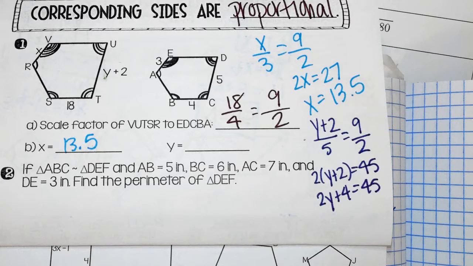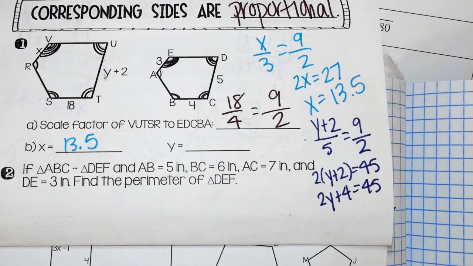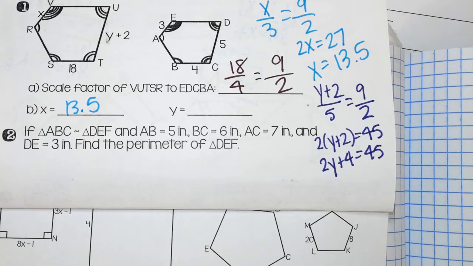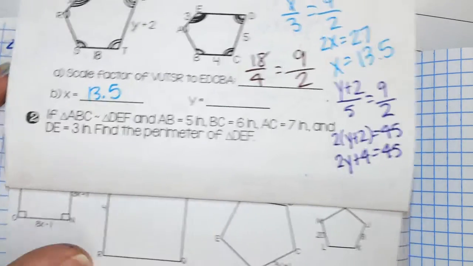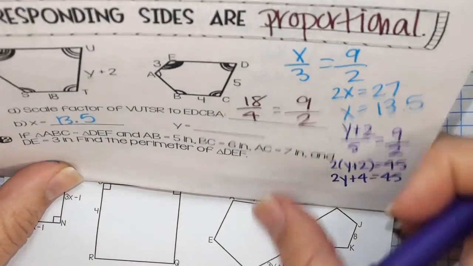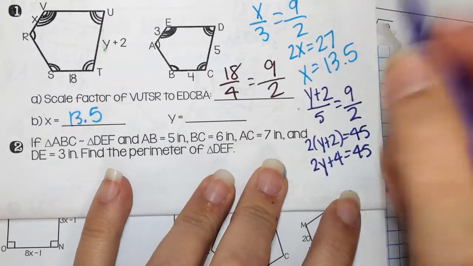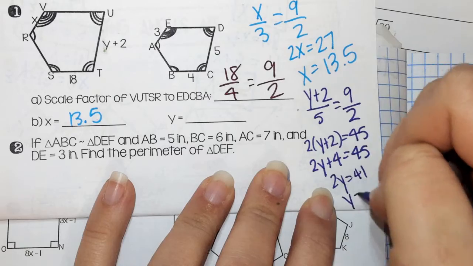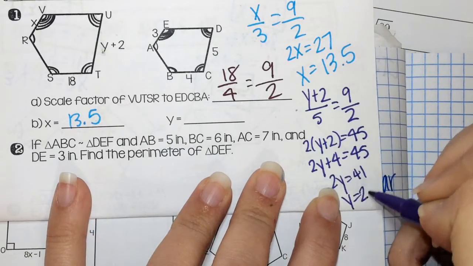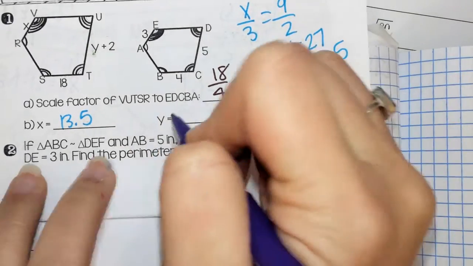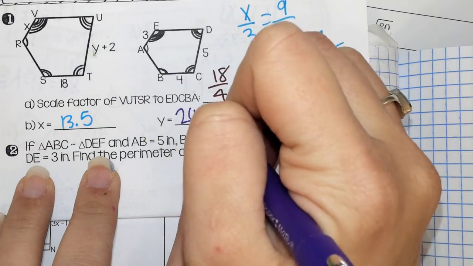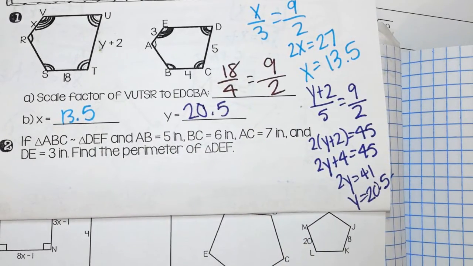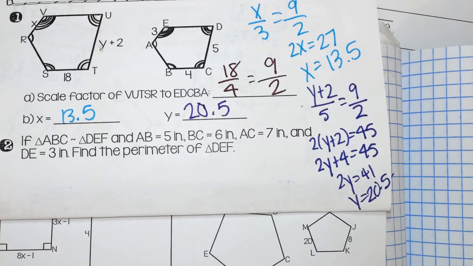Did we get to this point? Yes. And then we subtract 4. Negative 41. And y equals? 20.5. Yay! How many of us got that one right? If 3 people at Strabo got it right, take a point.